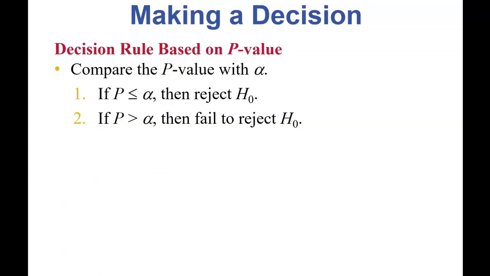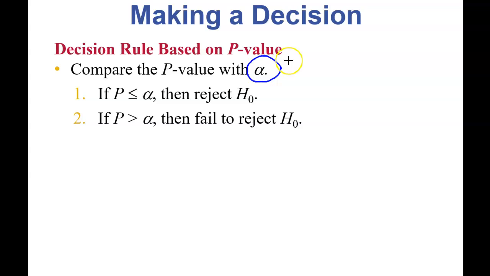How do you make your decisions? Now that you know about the testing, you know about p-value, how do you make a decision? So you take your sample, you do all the math, you get the p-value. Now what do you do with the p-value? You compare your p-value to alpha. Remember what alpha is? Your type 1 error.